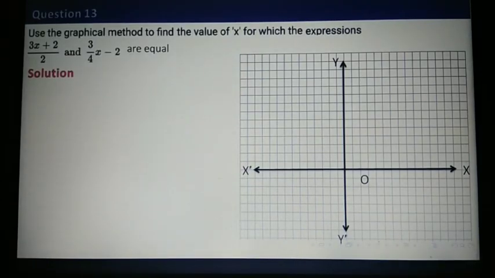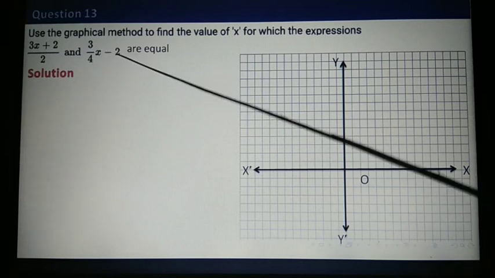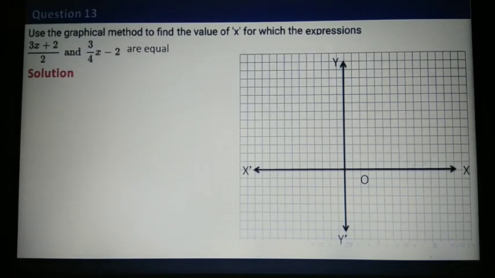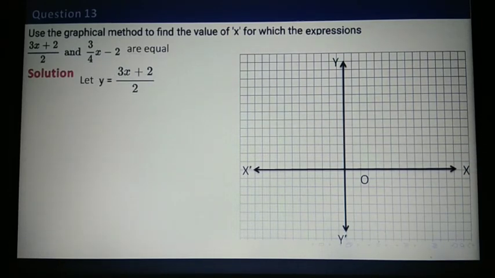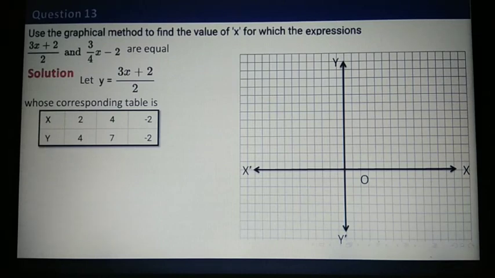Let's have a look at the second question. Use the graphical method to find the value of x for which the expressions, this one and this one, are equal. Now let me call this y. If you have y equals to this much, will you be able to draw the table for this? Yes, definitely. So the table looks somewhat like this. So let us plot.